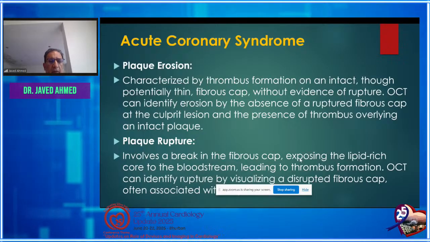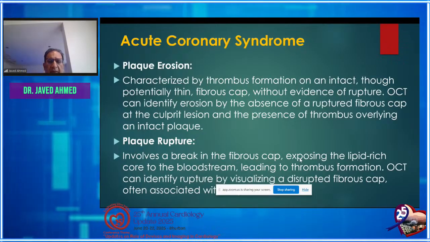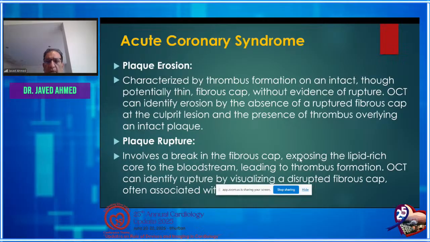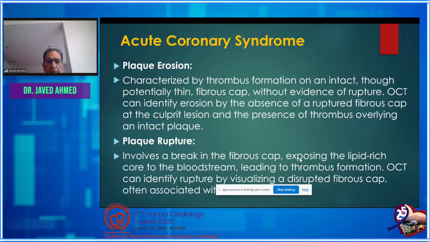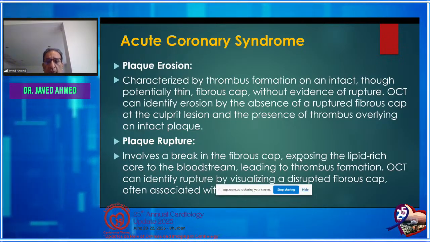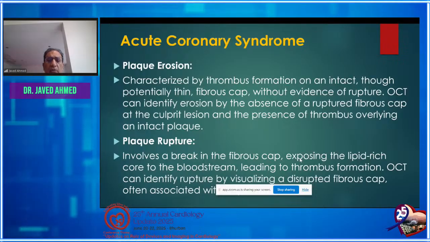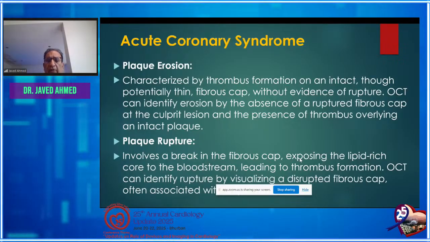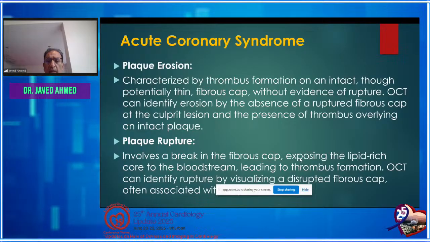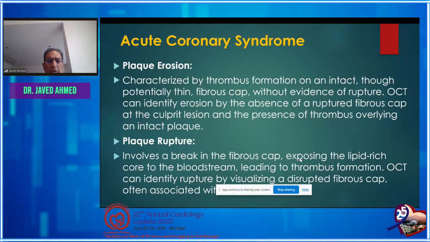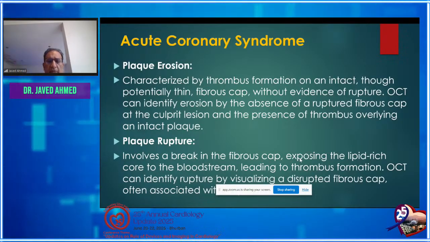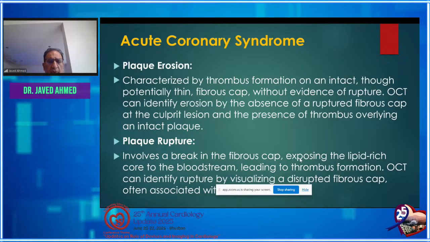The plaque rupture involves a break in the fibrous cap, exposing the lipid-rich core to the bloodstream, leading to thrombus formation. So plaque rupture is usually associated with thrombus, whether it's the white or red, visible on the OCT. OCT can also identify plaque rupture by visualizing a disrupted fibrous cap.